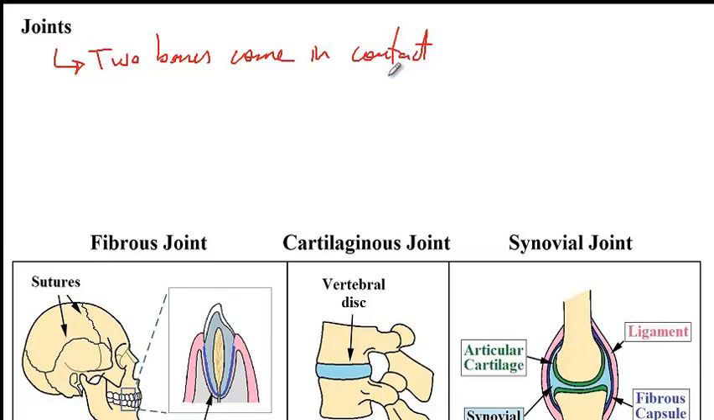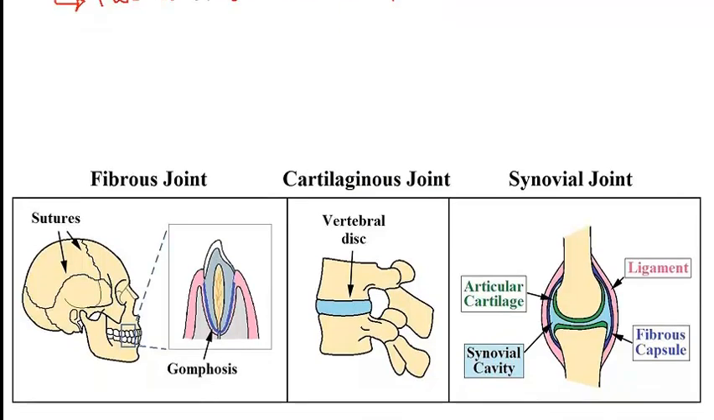And based on the composition of the connective tissues that is present or absent, joints can be classified into three types. The first one is called a fibrous joint, which binds two bones together by a fibrous tissue, and these bones have little or no movement at all. Like for instance, the bones of the skull that are being joined together is an example of a fibrous joint. Likewise, gomphosis, which binds tooth to its socket, is another example of fibrous joint.